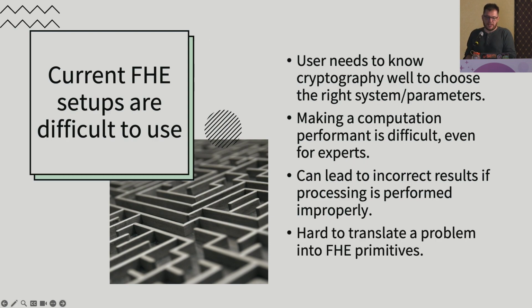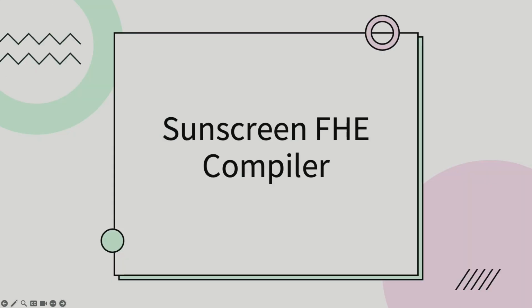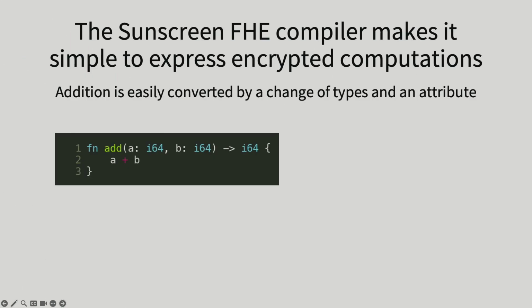And then it's also hard to translate some problems into FHE primitives. The main primitives for the BFV scheme that we use are addition and multiplication. Turns out you can express any computation using those primitives, some more difficult than others, but it's hard to take a program that you would just write in Rust and turn it into an FHE program by figuring out exactly how those map to arithmetic circuits. So that's where we come in with the Sunscreen FHE compiler. The Sunscreen FHE compiler makes it easy to convert standard Rust into encrypted forms that work on encrypted data.